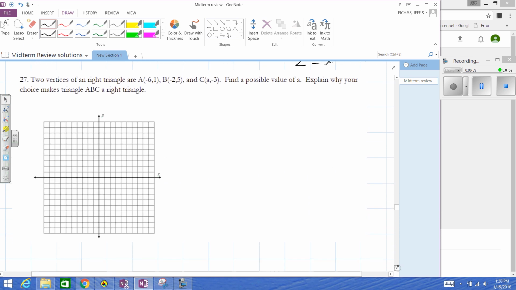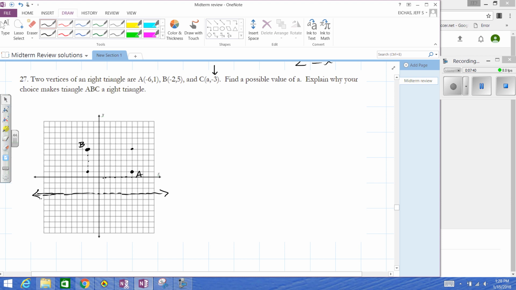Let's see. Okay, two vertices of a right triangle are (6, 1), (3, 4), (5, 6), (1, and negative 2). Okay, now, if it's a right triangle, the easiest would be to throw a right angle there, or there. But they restricted us. They said its y value was negative 3. So it's somewhere along this line here. So that's no fun. Okay, we're gonna have to do something else.